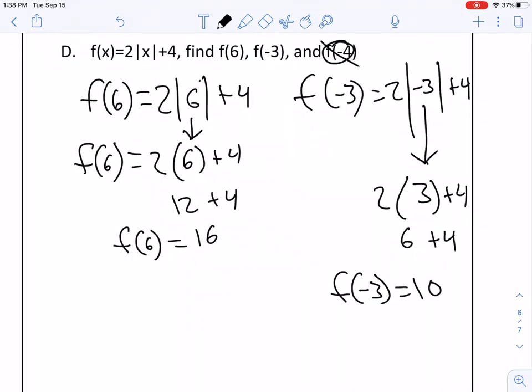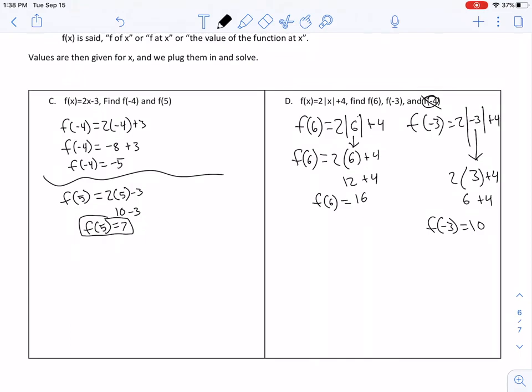Okay, and I'm going to skip this one. So hopefully that makes sense. We'll be practicing it in class. If you have questions, be sure to ask then.